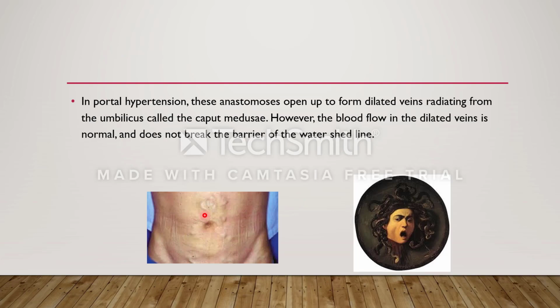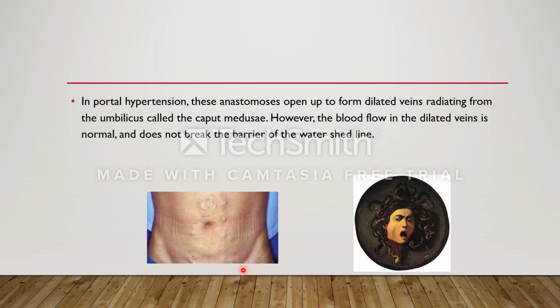In portal hypertension, all those normal veins or the portosystemic anastomoses open up and form dilated veins radiating from the umbilicus. These veins are named as caput medusae. However, the blood flow in the dilated veins is normal and does not break the barrier of the watershed line. See here, this is umbilicus and this is the watershed line. The lymphatic drainage and the venous drainage above the umbilicus will go above, and the lymphatic drainage and the venous drainage below the umbilicus will drain below.